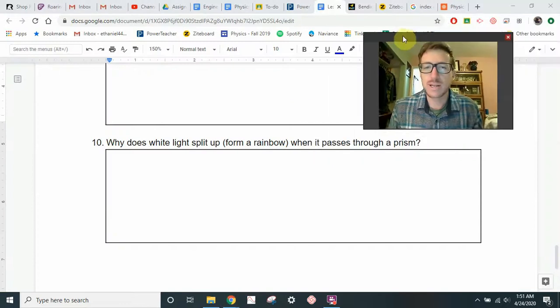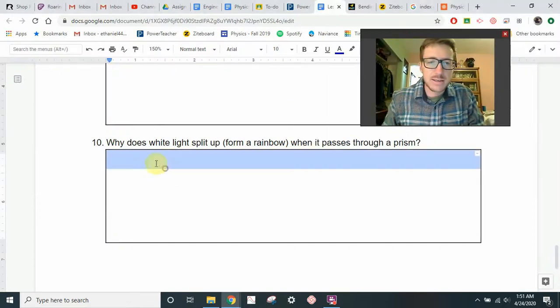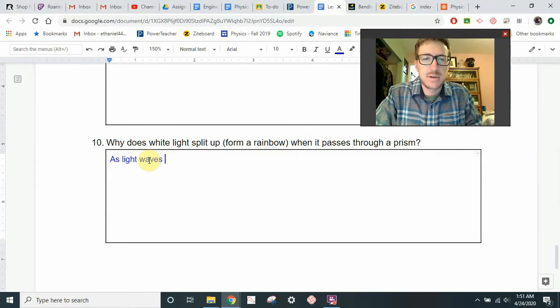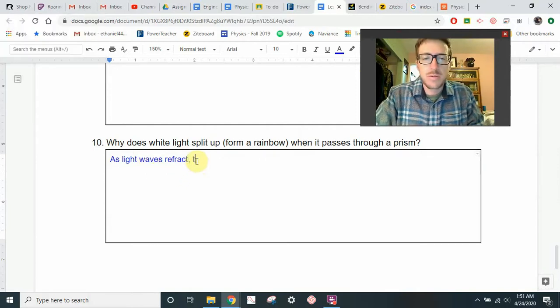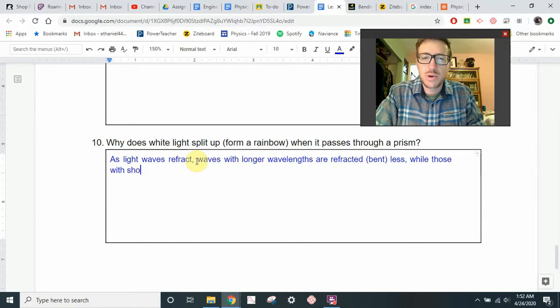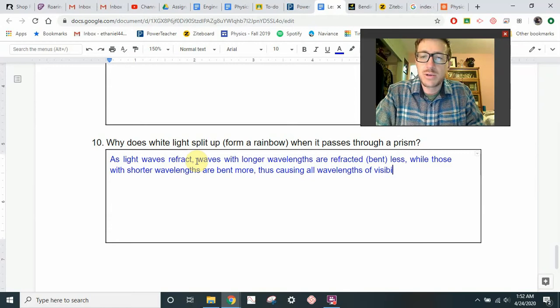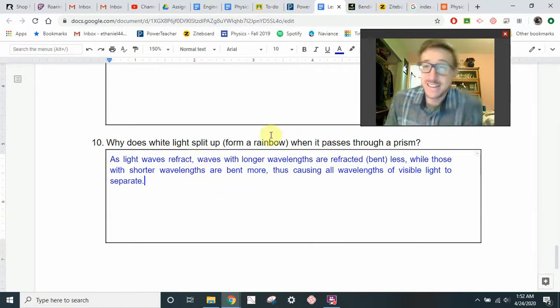So what's actually happening here? Why does light split up to form a rainbow? Well, the long and short of it is that as light waves refract, waves with longer wavelengths are refracted or bent less, while those with shorter wavelengths are bent or refracted more, thus causing all wavelengths of visible light to separate. And that's all there is to it.